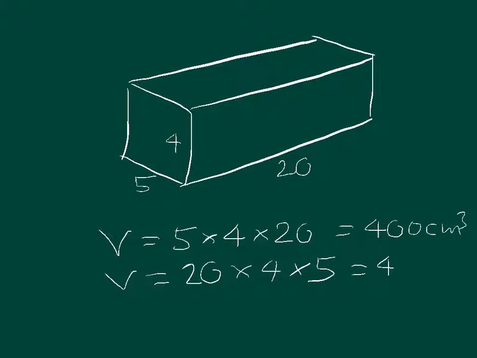And it doesn't matter again which way you do it, providing you multiply the 3 dimensions, you'll get the volume. So the formula for volume is length times height times width. And that's volume of a cuboid.